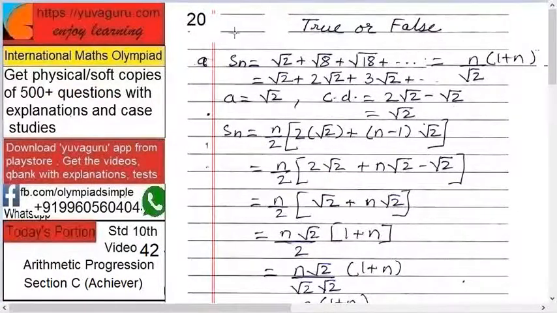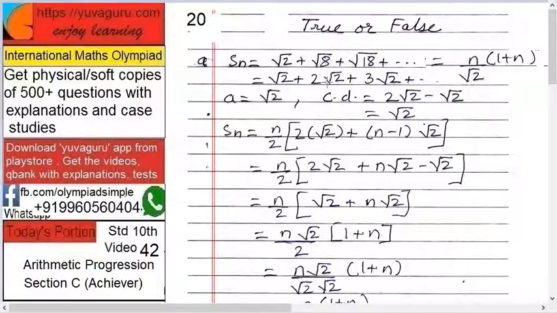Next is 20th. State true or false. So we have 3-4 sub questions. First is Sn equals root 2 plus root 8 plus root 18 and so on, and the final answer is n upon root 2 into 1 plus n. This is what we have to find out, whether it is true or not. Okay, let's solve this.